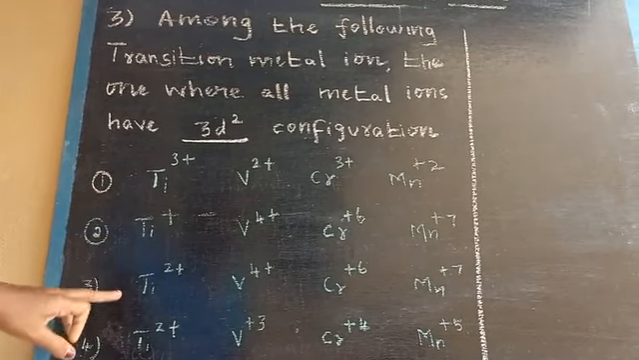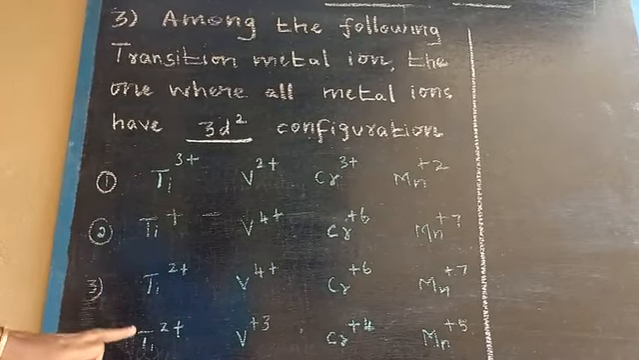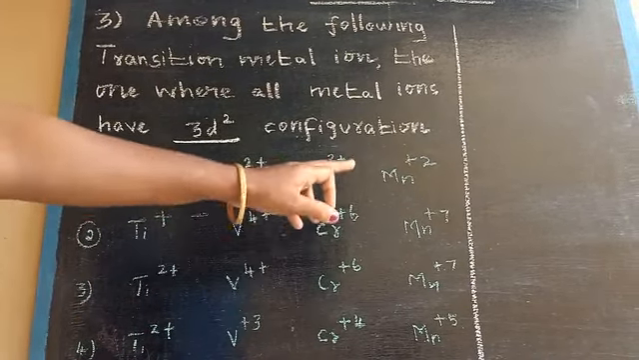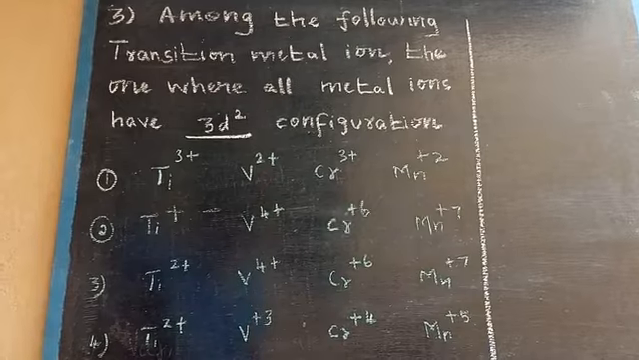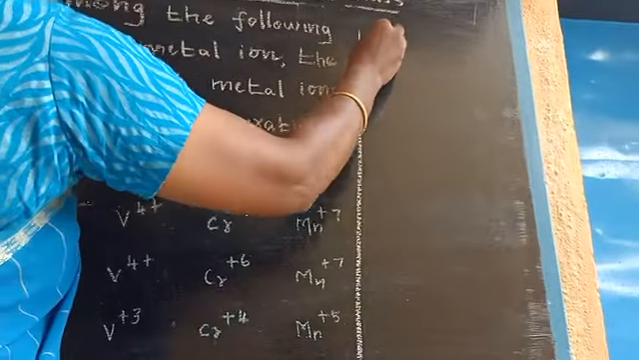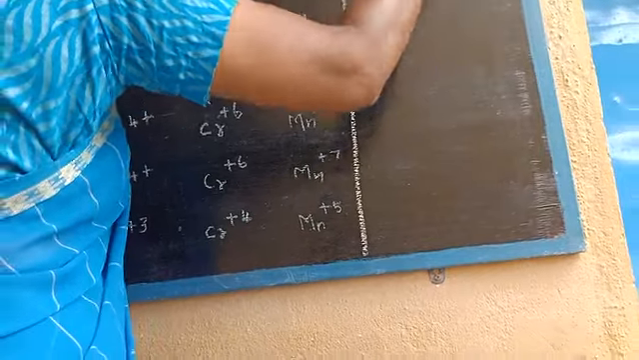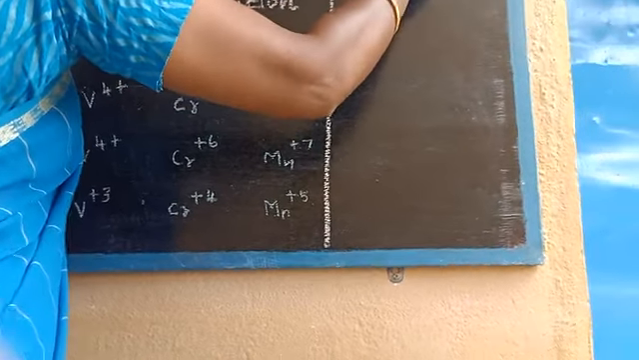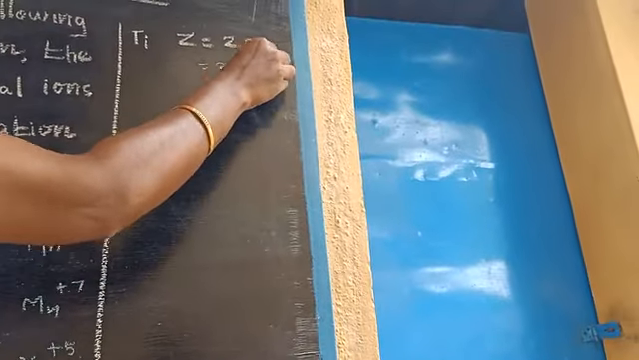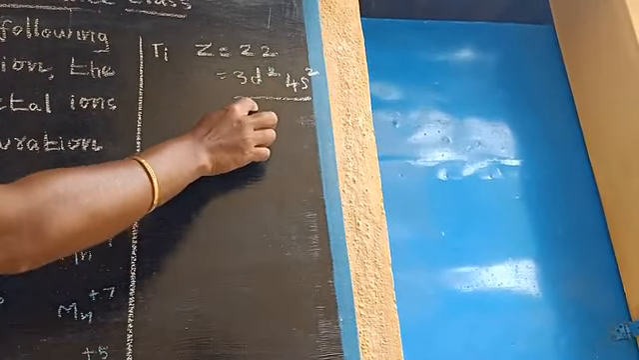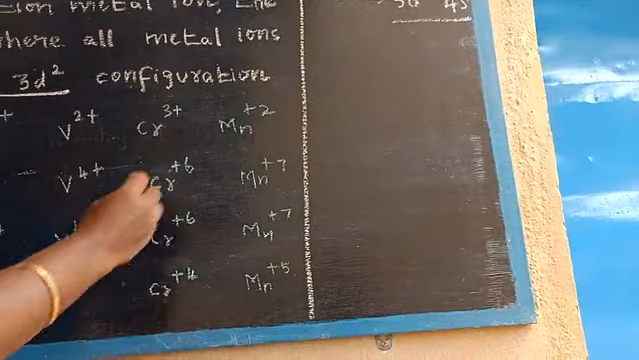See here, in the first row titanium is given, second one vanadium, chromium, manganese. First we see titanium. Titanium atomic number Z is equal to 22. The electronic configuration of titanium is 3d2 4s2. Now see the option titanium plus.